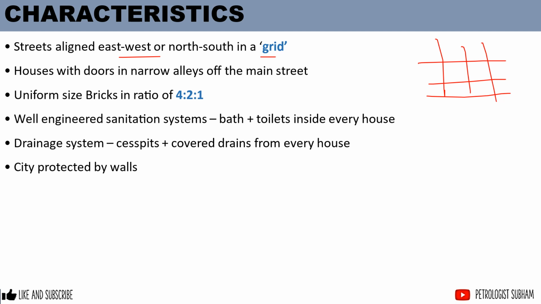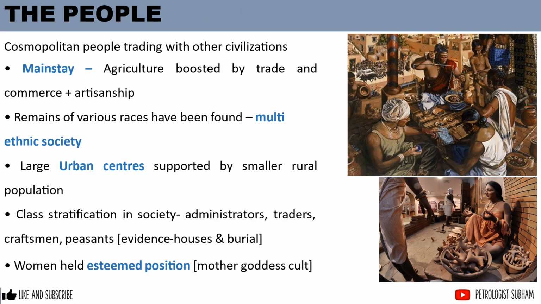Uniform size bricks in ratio of 4:2:1. Well engineered sanitation systems which included what? Bath plus toilets. Drainage system, cesspits, covered drains from every house, and the city was protected by walls. See, these characteristics represent that this civilization was very much beyond its time, very advanced from its time.